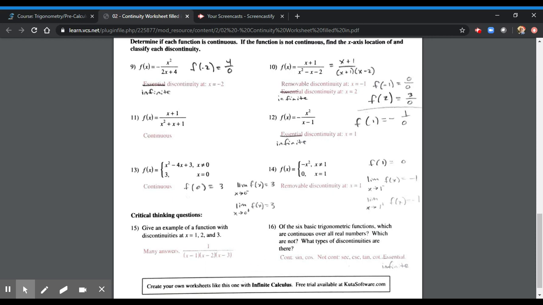Of the 6 basic trig functions, which are continuous over all real numbers, which are not, which types of discontinuities are there? Well, if you think about the sine and cosine waves, those would be continuous. But if you think of all the other waves, secant, cosecant, tangent, and cotangent, they all have asymptotes, which would be infinite discontinuities. So if you want to go back and look at your graphs of those, you could see that pretty clearly. Right, and that is where we're going to stop for this in-class worksheet.